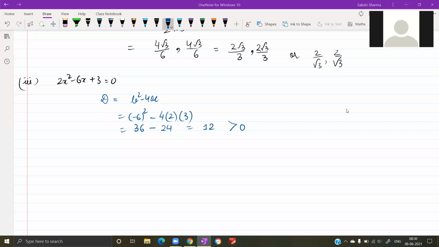I don't know, ma'am. Anupama, the discriminant is positive. What type of roots will we have? Ma'am, two real distinct roots. We will have two real and distinct roots. Distinct means two different values will be obtained.